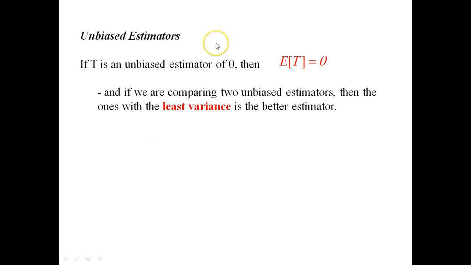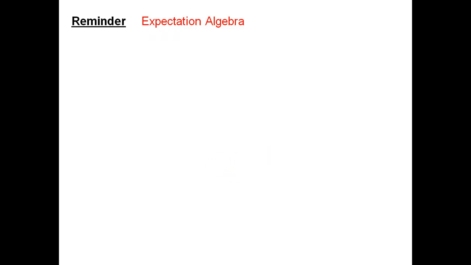So for t to be an unbiased estimator of theta, the expected value of t must equal theta. And if we are comparing two unbiased estimators, then the one with the least variance is the best estimator, closer to the true value. Reminder of expectation algebra that you might need along the way.